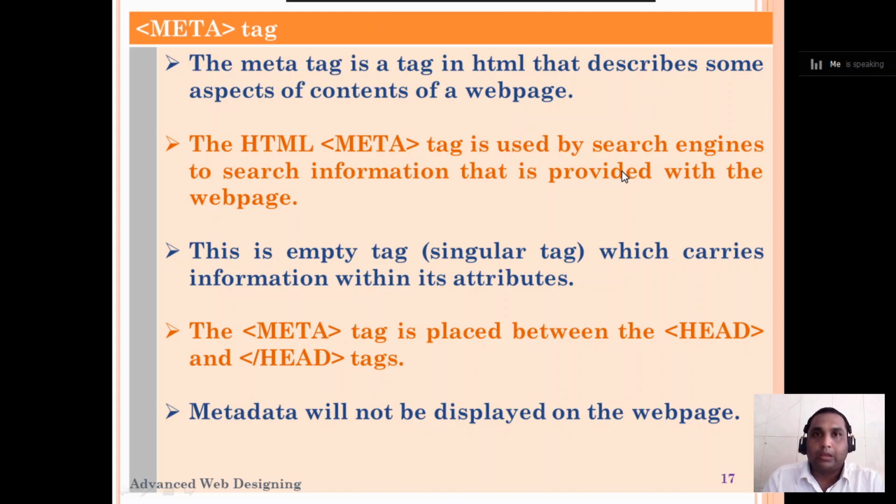The owner of the website wants some description about his web page, about his website, and the description about the website can be done with the help of meta tag. And meta tag is to be placed in a head tag. Obviously, whatever we write in a head tag is not displayed as an output. It is just a description.